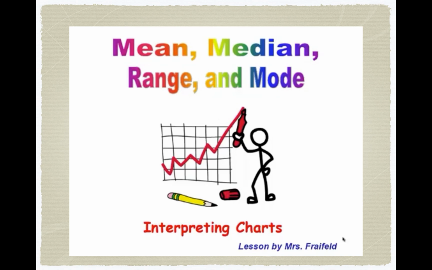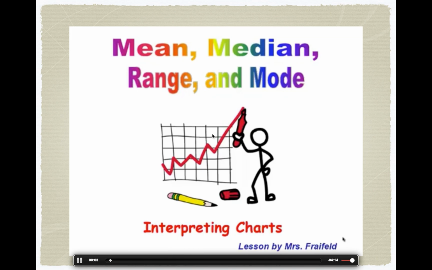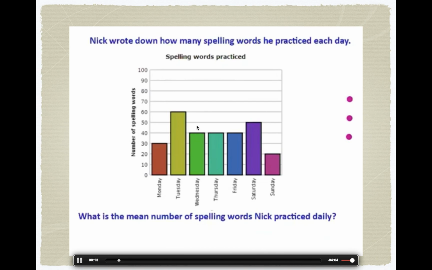All right, now we're gonna look at a quick video, and I will explain a little bit more about how this works. So we're gonna find out more about mean, median, range, and mode, and how we can use that in different charts. So it could be line chart, bar chart. So this one is a bar chart. Nick wrote down how many spelling words he practiced each day. So these are days: Monday, Tuesday, Wednesday, Thursday, Friday, Saturday, Sunday.